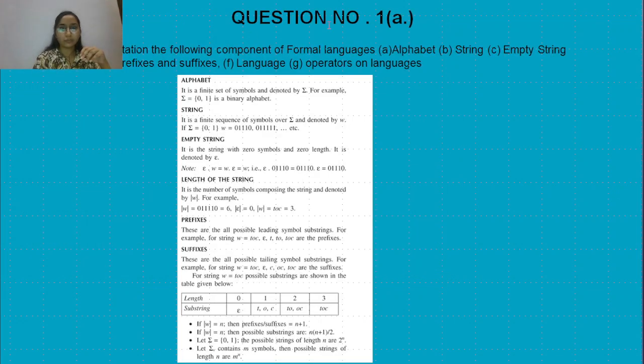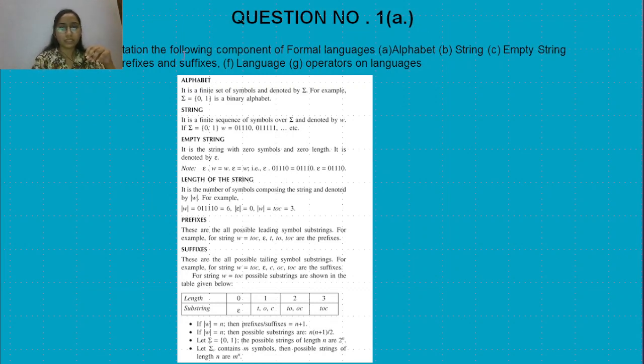Question number one has four parts: question number 1A, question number 1B, question number 1C, and question number 1D. So we will see each part one by one. First is question number 1A.